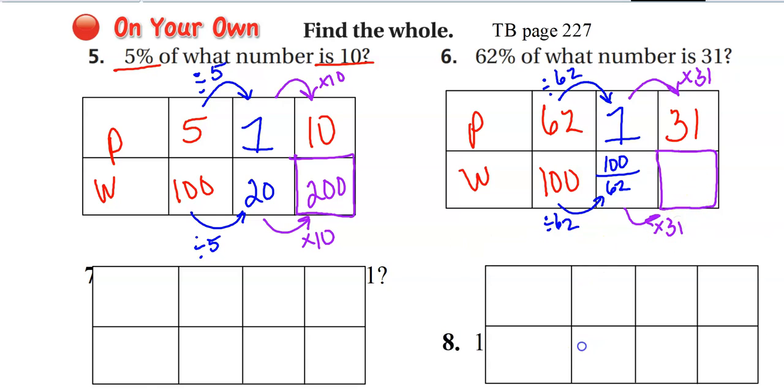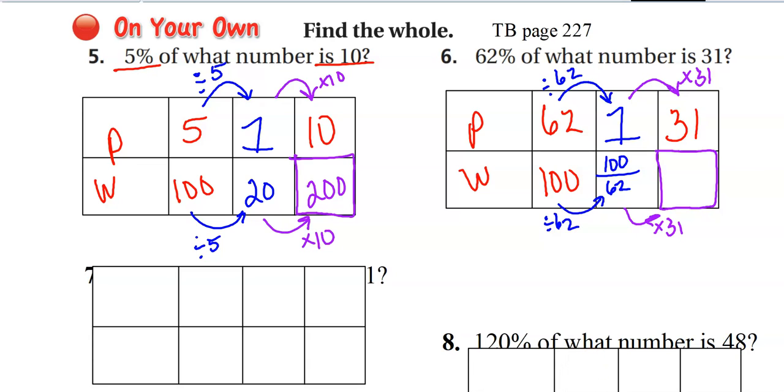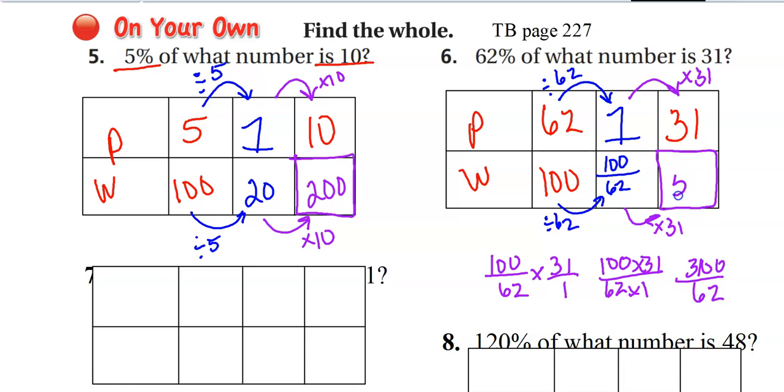I'm just going to move this so I have room to do the math. I take 100 over 62, and I multiply it times 31 over 1. I multiply across: 100 times 31 over 62 times 1. 3,100 divided by 62, and you should get 50. So if you got 31 out of 50 points on a test, that is a 62%.